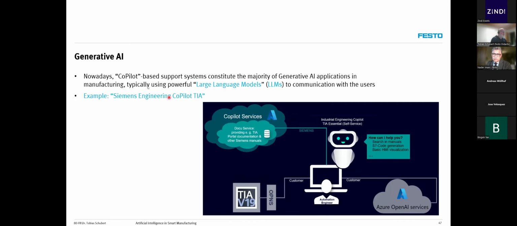As I said before, Copilot-based support systems are widely used right now, I would say. So Siemens PLCs, there's an entire ecosystem which helps you in programming Siemens PLCs. It's based, and that's important, on an OpenAI service in the cloud. So it's not locally on your machine where you have your TIA Portal, but it's using a cloud-based system.